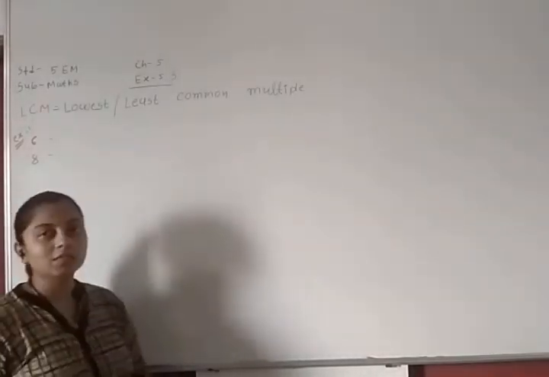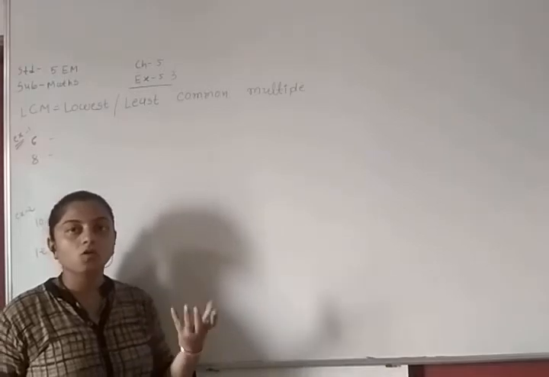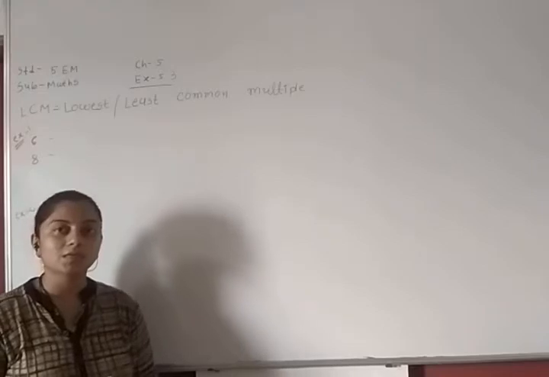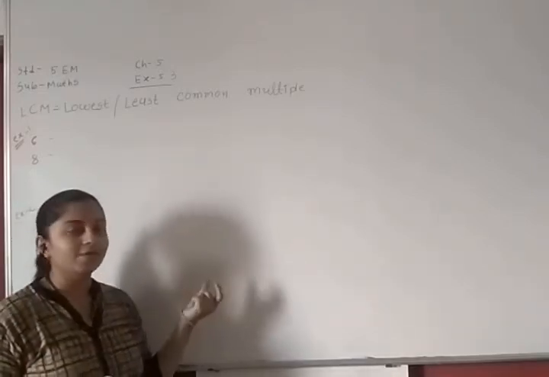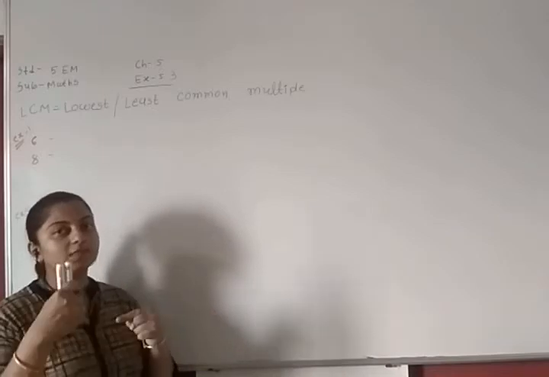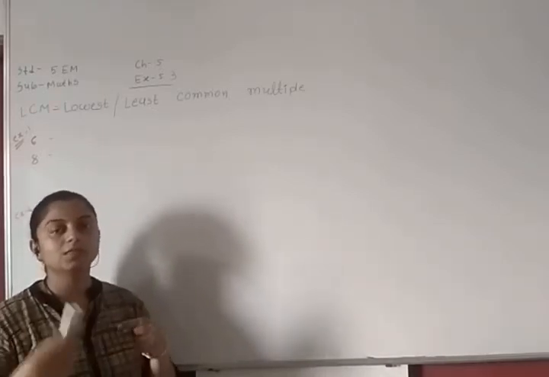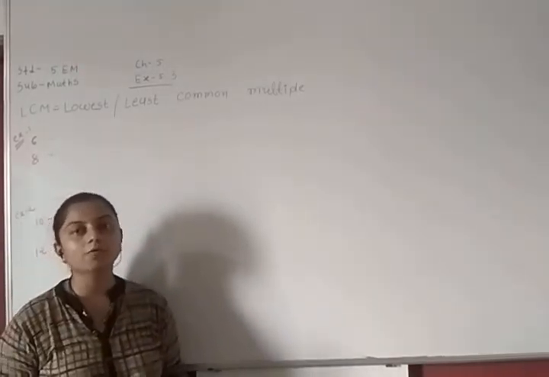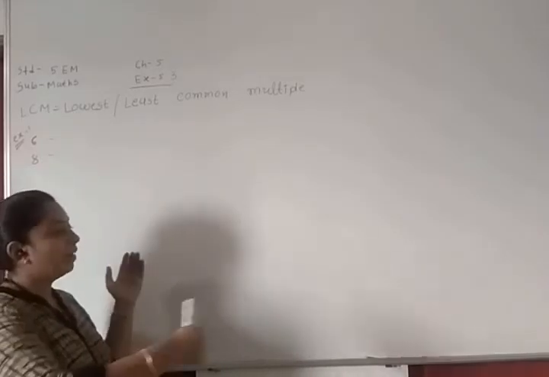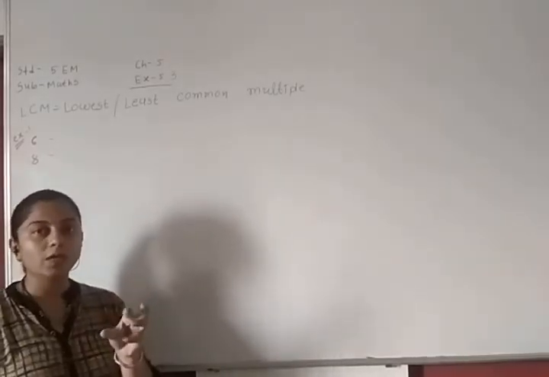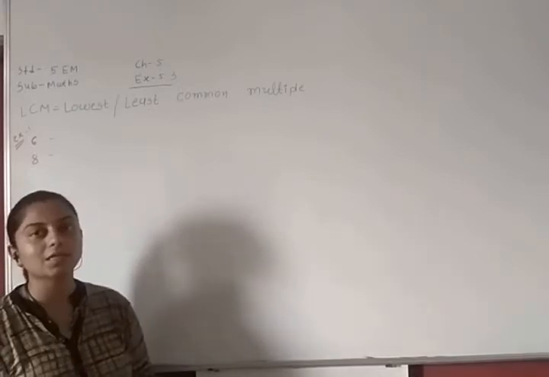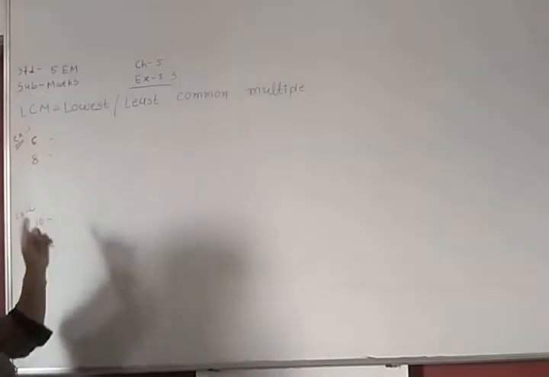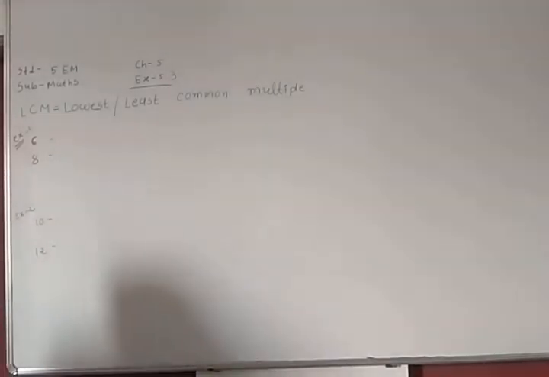Now least and lowest means સૌથી નાનું, common એટલે બધા પાસે હોય એવું, and multiple means you have to speak the table. If I talk about 3, then which are the multiples of 3? 3 ones are 3, 3 twos are 6, 3 threes are 9. So 3, 6, 9, 12, all these are multiples of 3. So એ બધા multiples માંથી સૌથી નાનો હોય એવો common multiple, that means least common multiple. Let me take one example, 6 and 8. મારે 6 અને 8 નું LCM find કરવું છે.